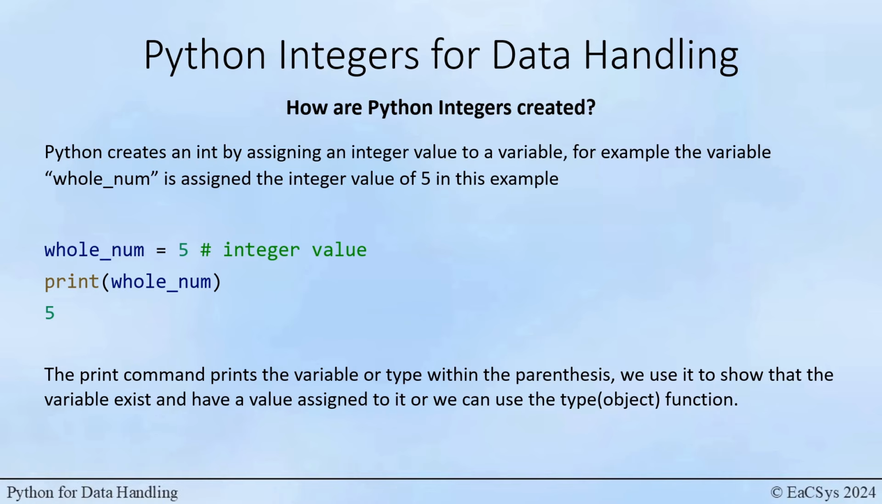So, how is a Python integer created? Python creates an integer by assigning an integer value to a variable. For example, the variable whole num in this example on your screen.